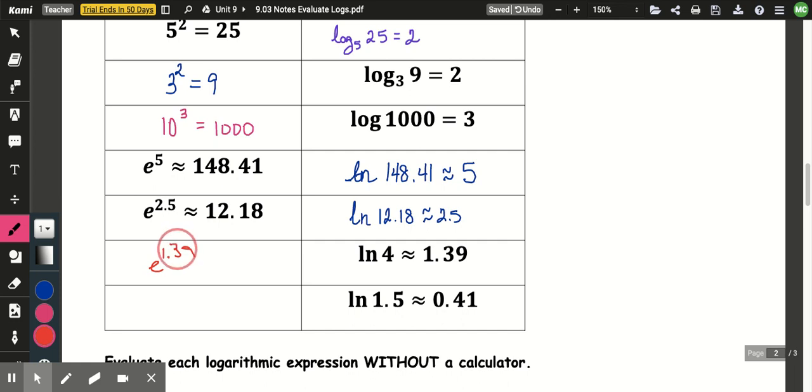Well, I just wouldn't have a good video without some pen lag going on there. Okay, so approximately equal to, and then the argument of the logarithm there, 4.